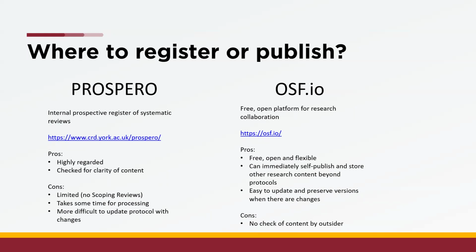Of course, the trade-off is there is no external person reviewing the clarity of content of your protocol. That said, OSF is still great. It is one of the most popular places to publish a protocol outside of Prospero. And of course, if you're doing something like a scoping review or other type of review that's not exactly systematic review, but close, OSF is probably your best bet.